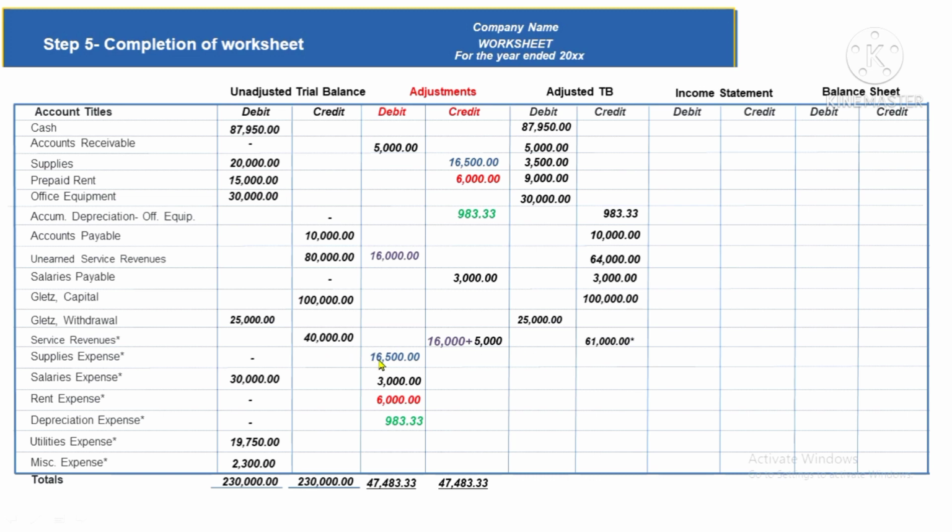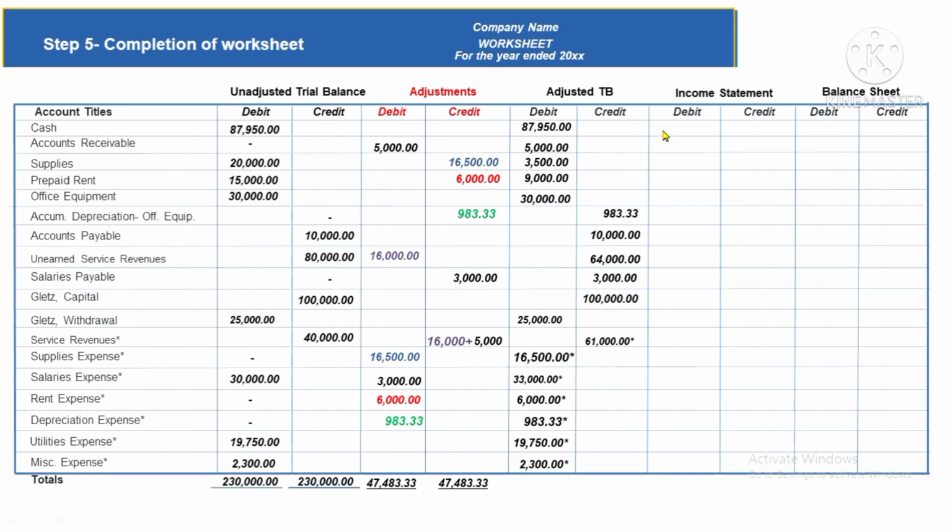And we have the supplies expense. You just need to copy that, 16,500 here. And we have the salaries expense. We have 30,000, but in the adjustments, we have also a debit of 3,000. So we need to sum them up. So we have 33,000. The rent expense is 6,000. You just need to put it right here. And the 983.33 depreciation expense, you should also copy it here. So lastly, we have the utilities expense. We have 19,750 and 23.